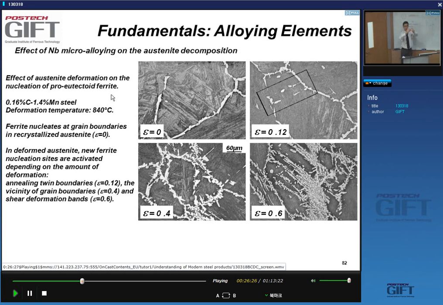where you let the transformation proceed for a certain amount of time and then quench the material suddenly. So the austenite that has not transformed will turn into martensite, and that's visible as this black phase here. So you see here an example of what happens if I do not strain my austenite. If I don't strain the austenite, the ferrite forms along the grain boundaries. Okay? So I let this happen, and I quench very early on in the transformation.